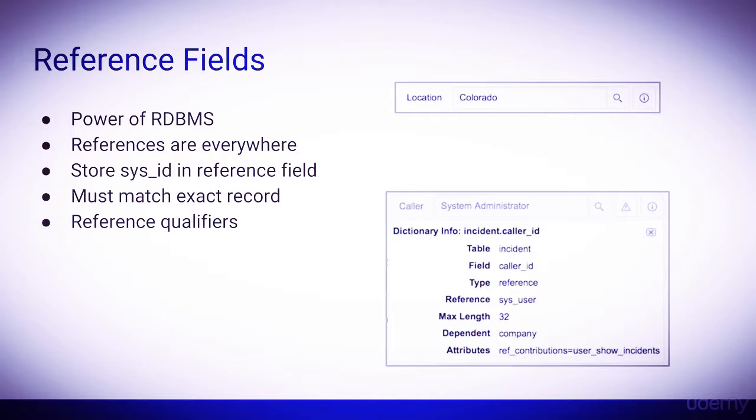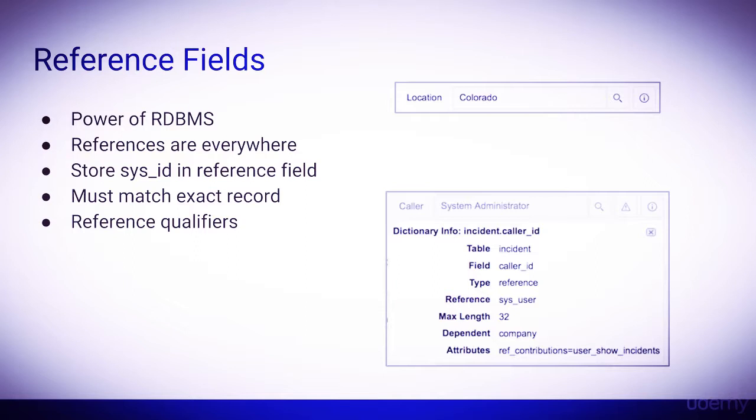In the screenshot to the right, we can see the location reference field on an incident. Note the magnifying glass and information icon. We also have a picture of the Show Field pop-up box. This pop-up tells us some important information about the caller field.